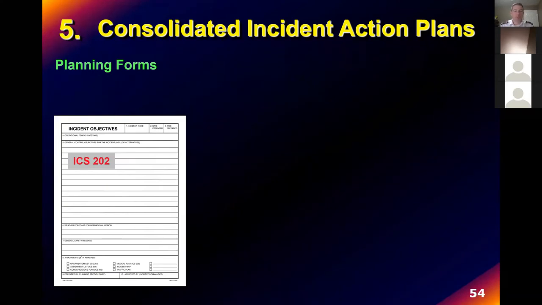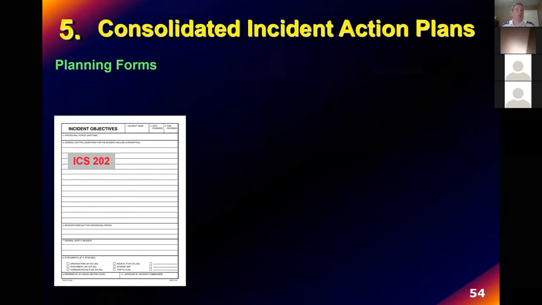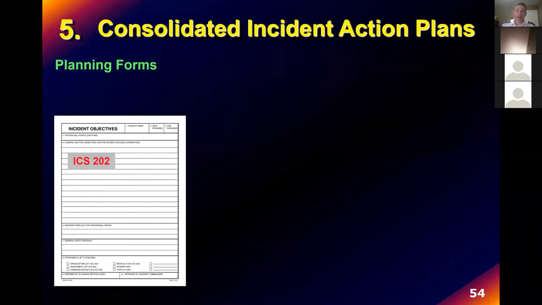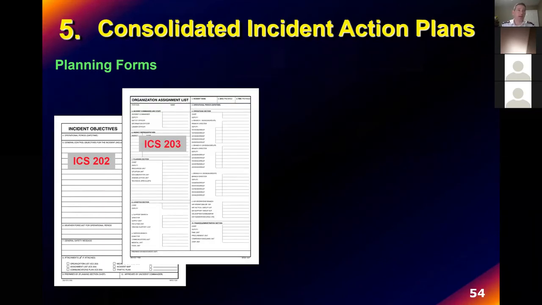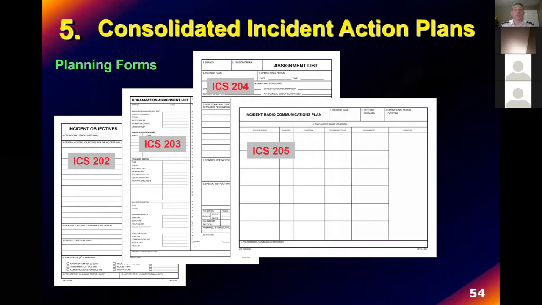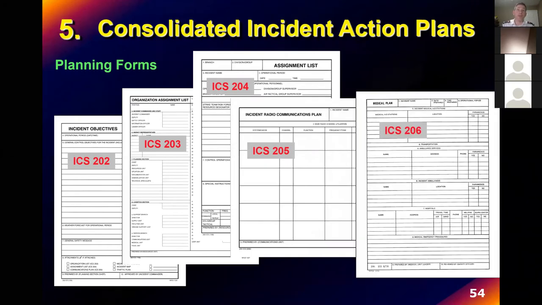So we talked a little bit about those forms, right? I'll go through them now, with the planning side of things here, but incident objectives. We'll just go through these quickly. ICS 203 is about an organization assignment list. 204 is the assignment list. 205 is a radio communications plan. 206, we've got a medical plan. So these are all forms.